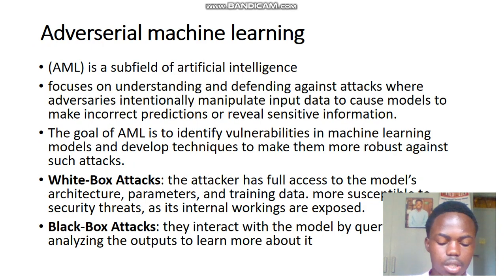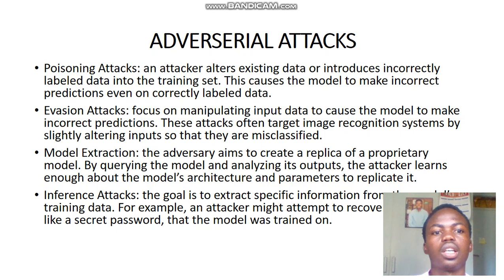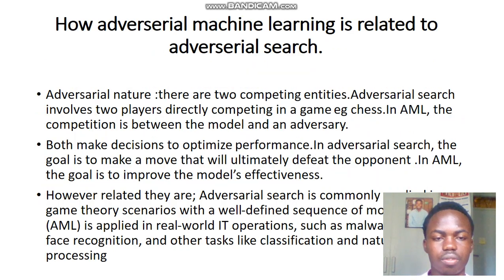We go to adversarial machine learning, which is a subfield of artificial intelligence. We have white box attacks and black box attacks. In white box, you basically know the model's architecture and parameters. In black box, you don't know, so you just have to create the outputs and learn more about it. Then we have other attacks: poisoning attacks, evasion attacks, model extraction, and inference.